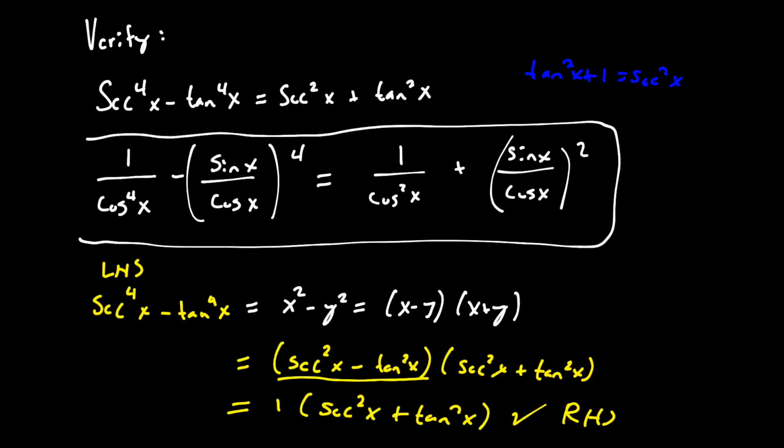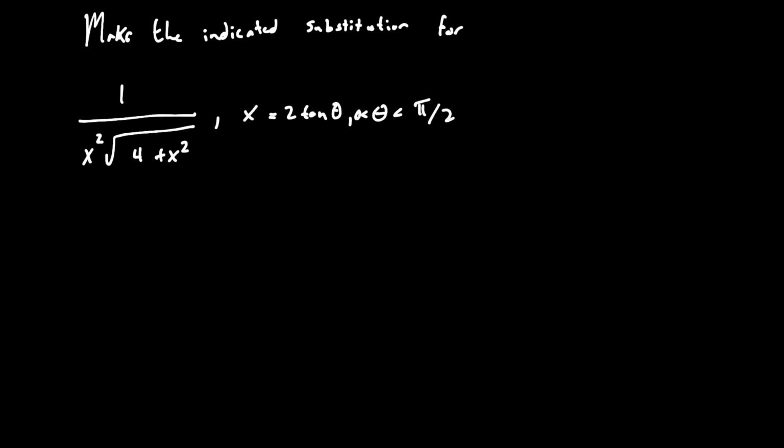We're going to finish off this section by looking at a technique called trigonometric substitution. This allows us to convert algebraic expressions into trig ones. This is going to be useful in calculus, especially in Calc 3, when you're looking at surface integrals and vector-valued functions. Let's make the indicated substitution for the function 1 divided by x squared times the square root of 4 plus x squared, where we replace our x value with 2 tan theta, and our theta values are between 0 and pi divided by 2.